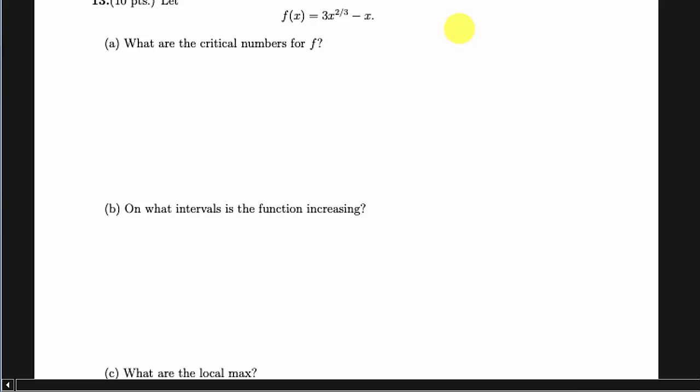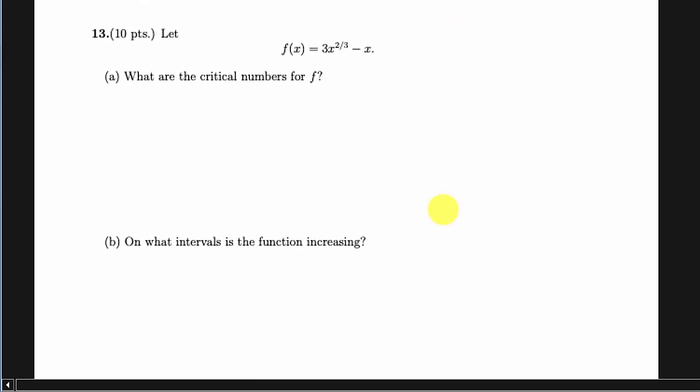All right, so the last problem. What are the critical numbers of f? Remember, to find the critical numbers, we need to do the derivative. So we've got f prime of x is equal to, so the 2/3 comes down, 2/3 times 3, that's 2x to the negative 1/3 minus 1. And so we get f prime of x is equal to 2 over x to the 1/3 minus 1. And then we have to set this equal to 0.